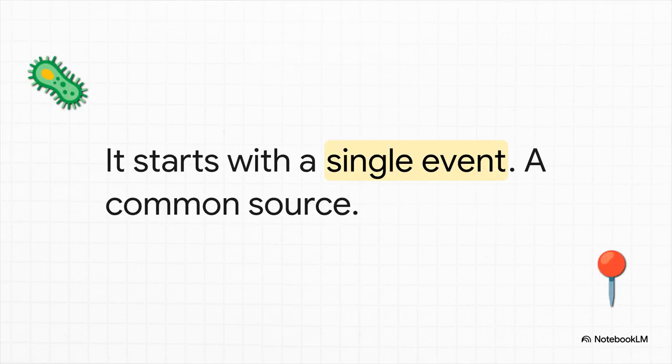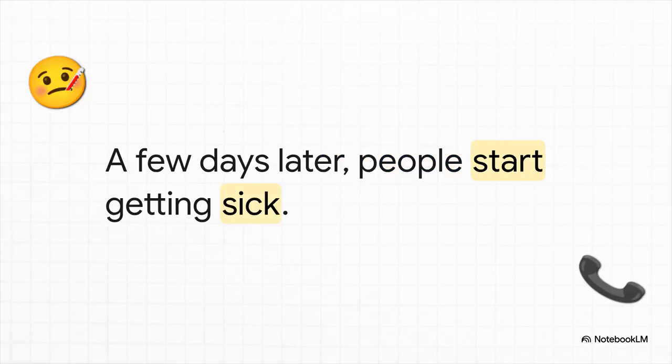Okay, so picture this, a big community picnic. Everyone's having a good time, sharing food. Well, that single gathering, that shared experience, can become ground zero. It's what epidemiologists call a common source exposure. A few days go by, and then the calls start trickling in. People who were at that picnic, they're all coming down with the same symptoms. And that's the very first signal that an outbreak is officially underway.